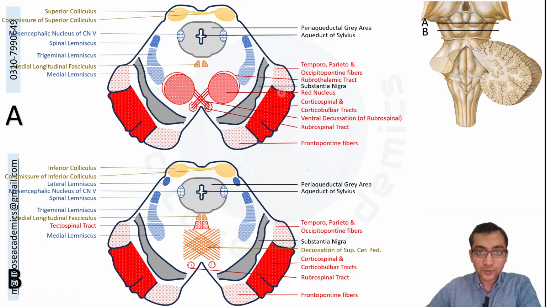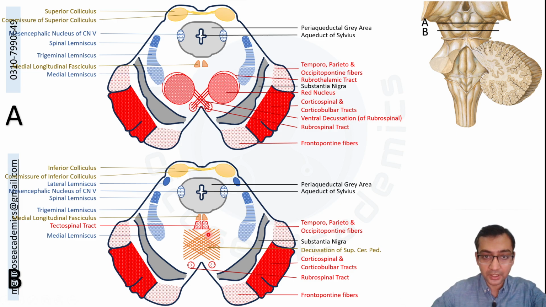Then there is the tectospinal tract, the fibers coming from the superior colliculus and going down and affecting the muscles of the axial skeleton, mediating visual spinal reflexes, the response in the spinal cord to a visual stimulus. You can see the tectospinal tract in the lower section.